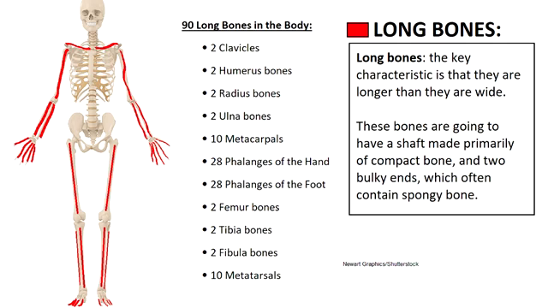contain spongy bone. Now the average adult skeleton has 206 bones, and there are going to be 90 long bones in the average adult skeleton, consisting mostly of bones from the upper and lower extremities, such as the humerus, radius, the femur, and so forth, as well as those clavicle bones.